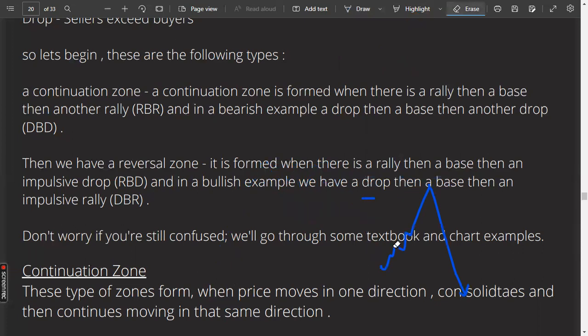For a bullish movement, you can actually see a drop, then a base, and then a rally, an impulsive rally, okay? It means it is a very, very strong movement, okay? So when we want to draw this, we draw it just like this. We have a drop to the downside, is it? We have a base, which is actually consolidation, okay?